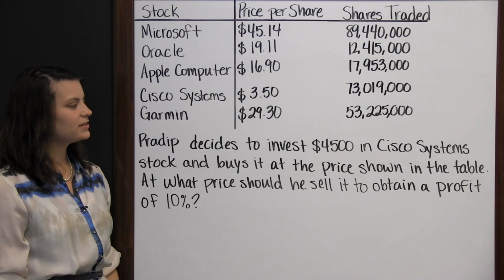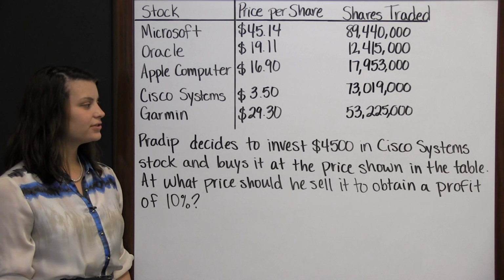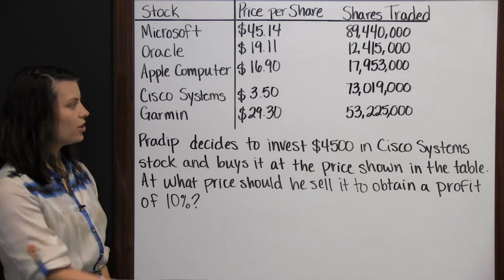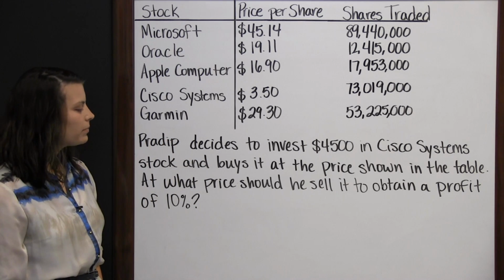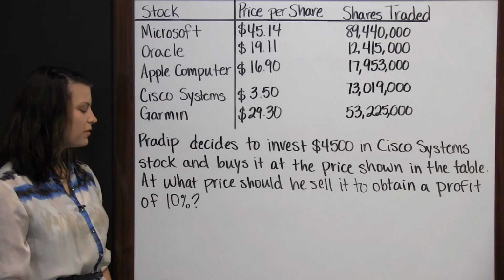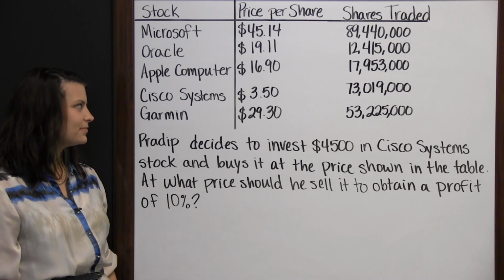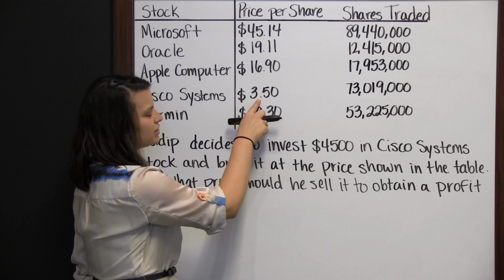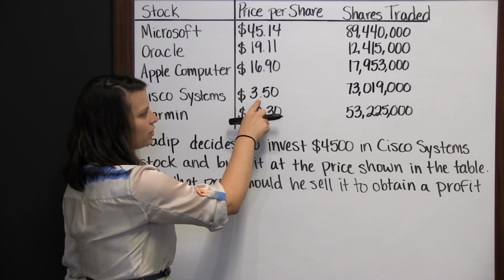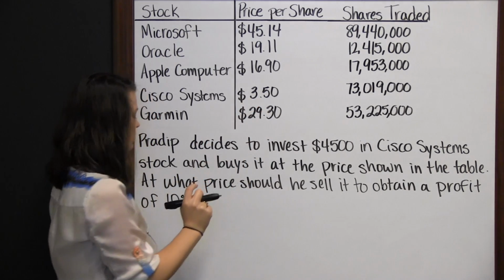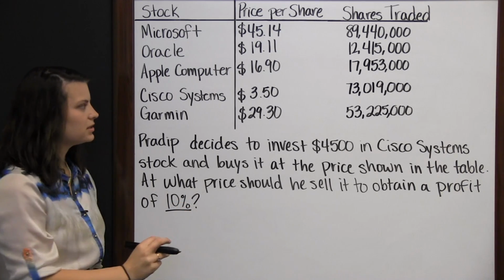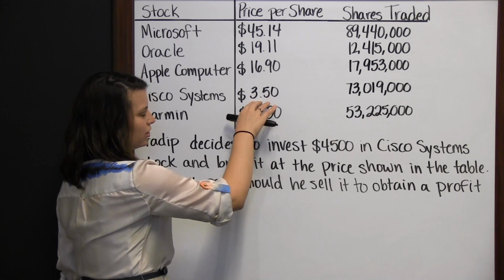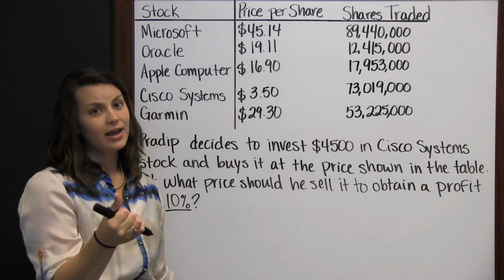Pradeep decides to invest $4,500 in Cisco Systems stock and buys it at the price shown in the table. At what price should he sell it to obtain a profit of 10%? So he's buying Cisco Systems stock at $3.50 per share. If he wants to make a profit of 10%, then he needs to sell his stock when the price per share is 10% higher.